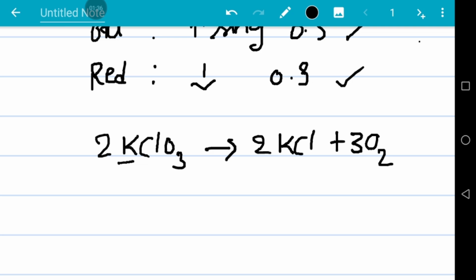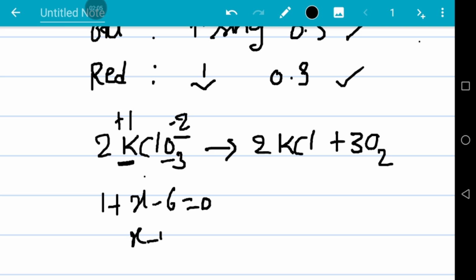Potassium we already know is a 1A group element, so its oxidation state is +1. Oxygen's oxidation state is -2. Now calculate the chlorine oxidation state. Here potassium is +1, chlorine we don't know so put X, and there are 3 oxygens, each -2, so -6, equals 0. Then X minus 5 equals 0, so X equals 5.